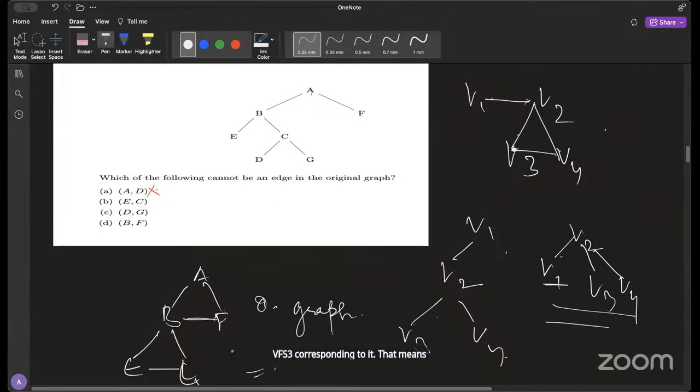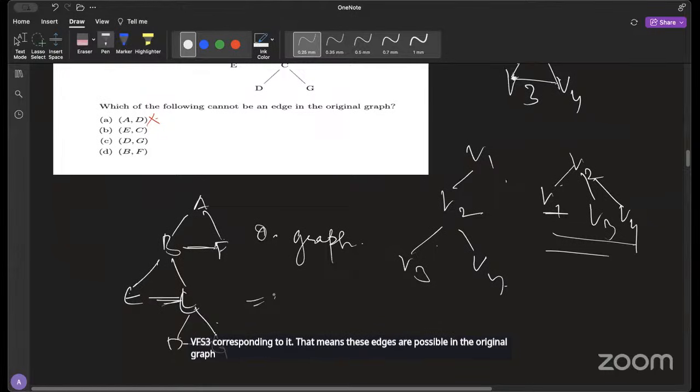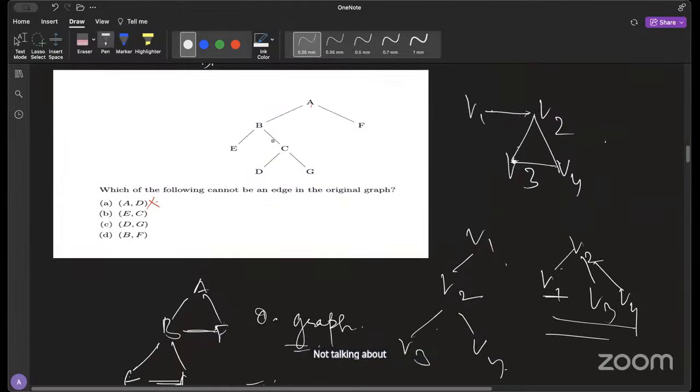That means these edges are possible in the original graph. We're talking about the original graph, not talking about the tree. Obviously, these are not edges in the tree, obviously.